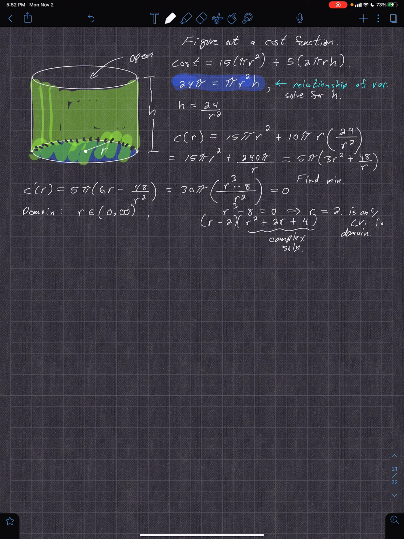What is your other critical value, though? I mean, if you were just looking at this function here, what are your critical values? You don't use complex, so you ignore that, but you get 2 and also 0, right? You also get r is equal to 0. So you could say here r equal to 2 and 0, and then you omit r equal to 0, because you can't have a 0 radius. All right.